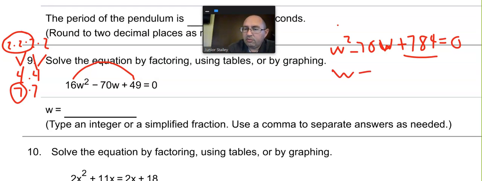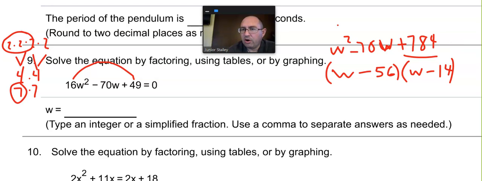So (w minus 56)(w minus 14) equals 0. Now I guess what I should do is ignore this part until I get done with the factoring. I'll ignore the equals 0 and then we'll put it back in when we need it.